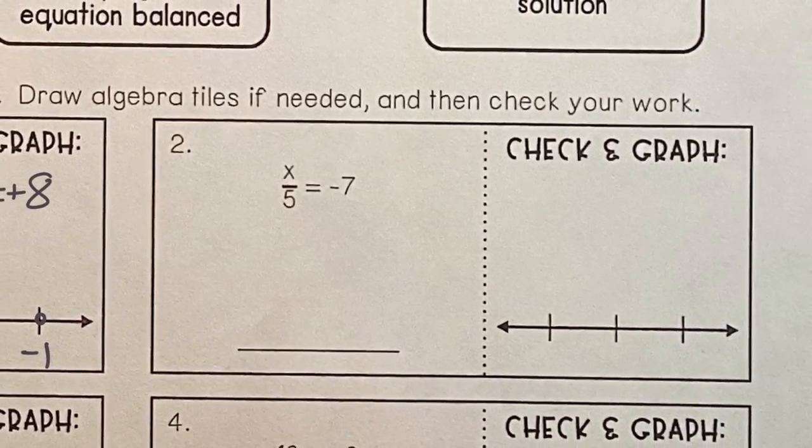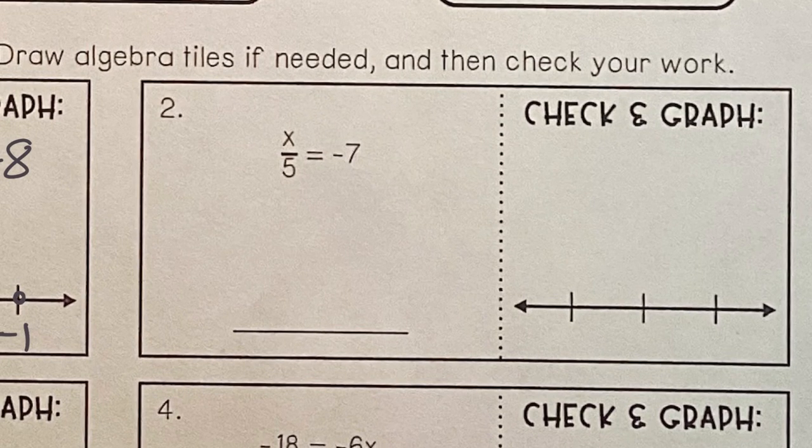For this problem here, this is a division problem. This is x divided by 5 equals -7. Now, the inverse operation of division is multiplication. So what I would do is I would multiply this side by 5 so that those numbers cancel out. And then I would also multiply this side by 5. I'm going to show you why this works, why I'm multiplying by 5.